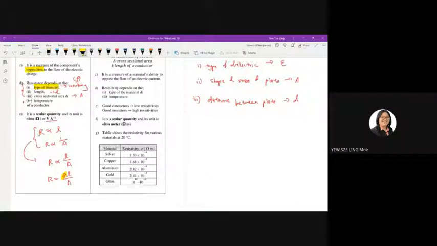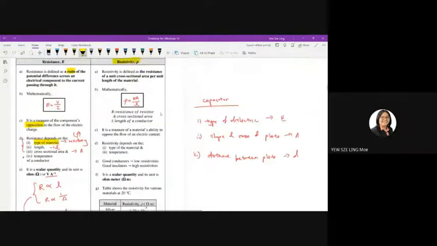Starting from the relationship between R and L, R and A. So R is directly proportional to L. The longer something is, then it's going to be facing more opposition. It's harder to travel, to finish traveling the whole thing. And then R is inversely proportional to A. The larger the surface area, easier to move. Okay, experience less resistance. So R is proportional to L over A, added in a constant value. So R equals to rho L over A. And rho is a constant value, which depends on the type of material. So we call it resistivity.